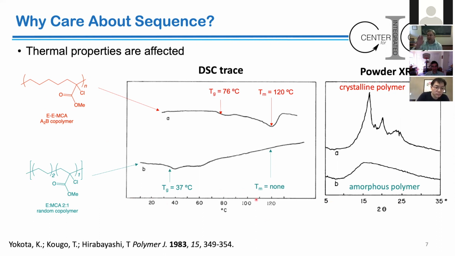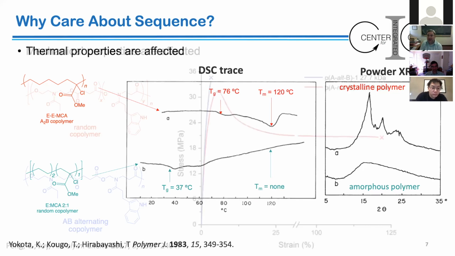So this sequence, having this ordered sequence of random versus alternating copolymers, can affect the thermal properties and can dictate whether the polymer is an amorphous polymer, which is often stretchy, or a crystalline polymer, which is often more rigid.